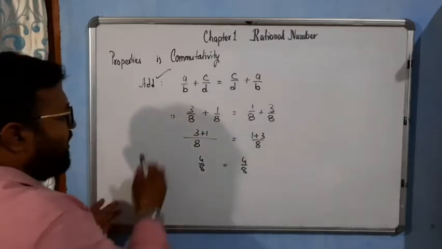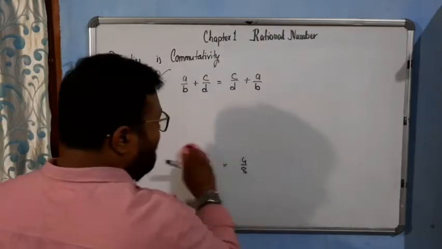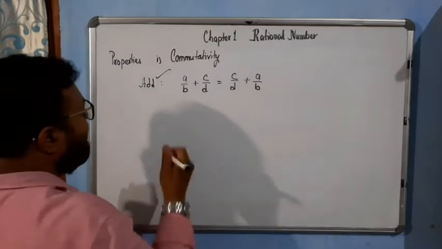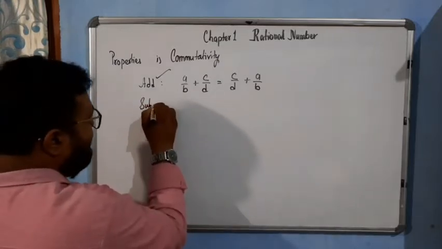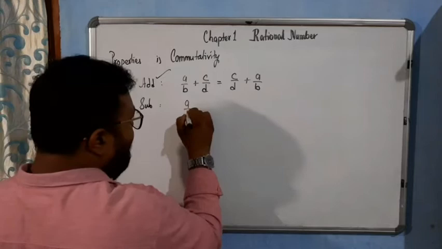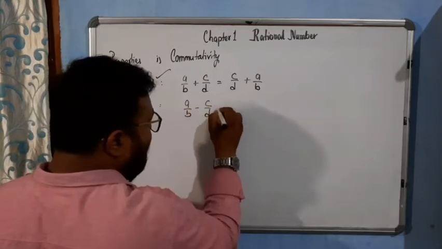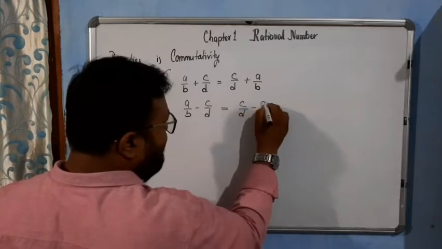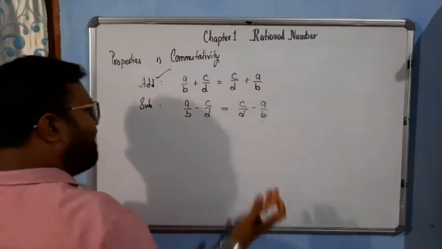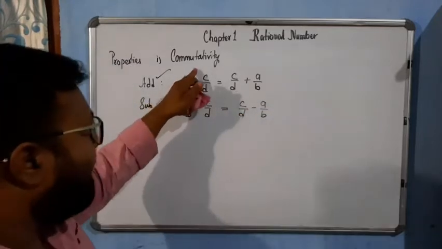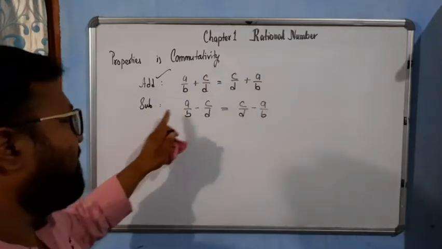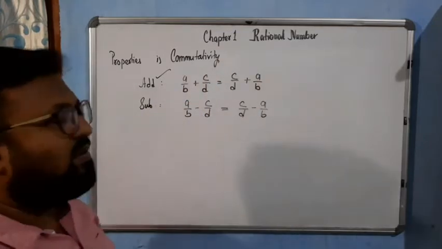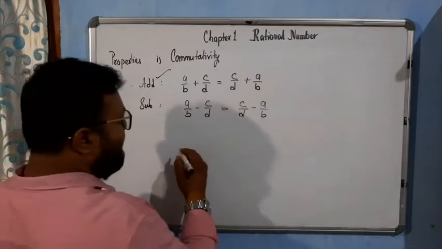Now come to the subtraction part. Let's see whether we are getting the result or not. In subtraction, A by B minus C by D, whether it is equal or not, we will check with C by D minus A by B. If it is equal, then we can say that for commutativity, rational numbers are closed under subtraction. If it is not equal, then it is not closed. Okay.